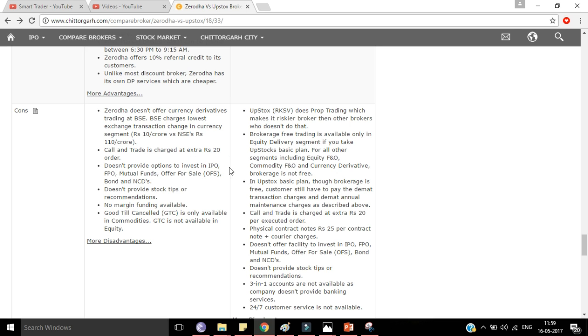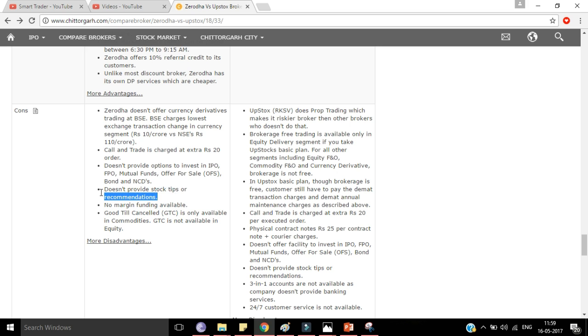They should soon start this with FPO and mutual funds. I think mutual funds they have started, so they should be removing this part. Offer for sale, bond, and NFT. Doesn't provide stock tips or recommendation. Definitely, they cannot provide a stock tip because they are not a full-time broker, guys.